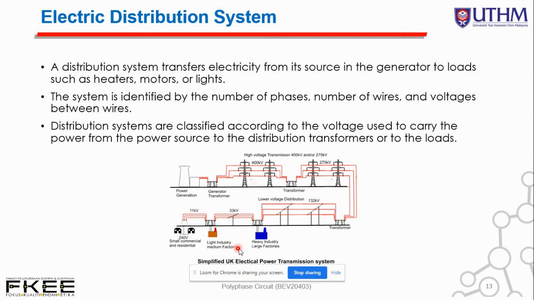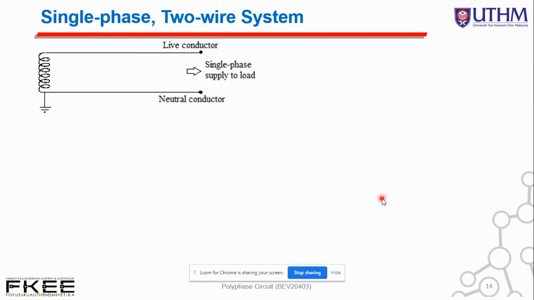All right. For light industry and medium factories, they require three phase 450 volts. Of course, this is a different specification compared to 250 volts. So single phase two wire system, how can we understand it?